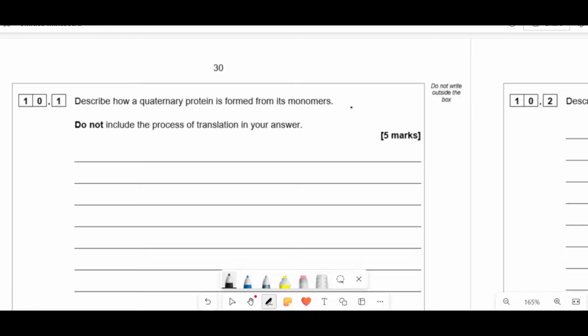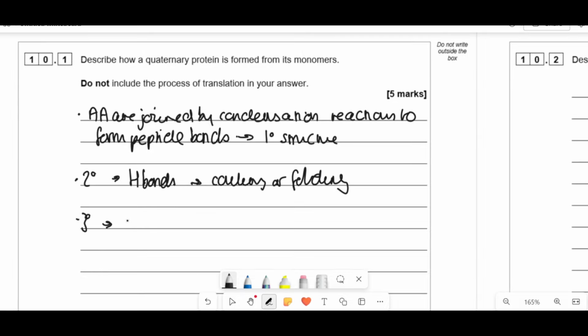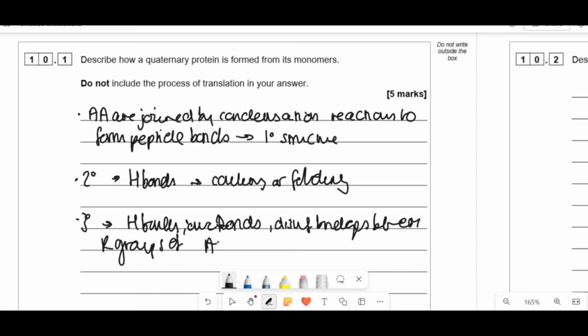Why? Well, what are you doing? Start from the start. The monomers, they're amino acids. The amino acids are joined by condensation reactions to form peptide bonds. Every time you're talking about breaking or joining things together, you need to talk about the bonds and why it's happening. If you do that, I've already secured 2 marks off the bat, right? That forms your primary structure. Next, let's talk about the secondary structure. You've got hydrogen bonds, and that causes coiling or folding.